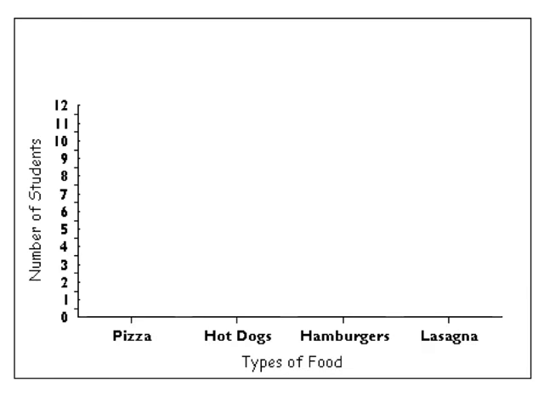She began by creating the skeleton of the bar graph. On her horizontal axis, she put the 4 different types of food, and on the vertical axis, she put the numbers from 1 to 12 representing the number of students. Next, she put the title on her graph.